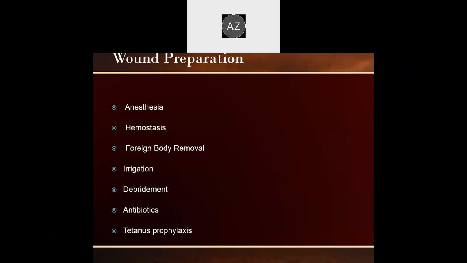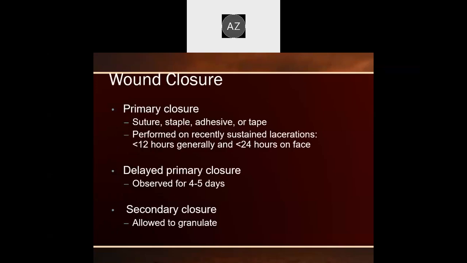Then debride. Debridement means to remove the dead tissues or those tissues that do not show signs of viability. Then you use antibiotics. Then you can give tetanus prophylaxis. Then how do you close? You can have three types of closure: primary closure, delayed primary closure, and secondary closure.